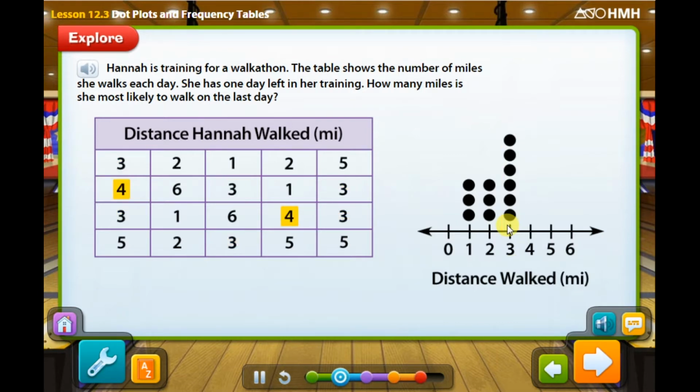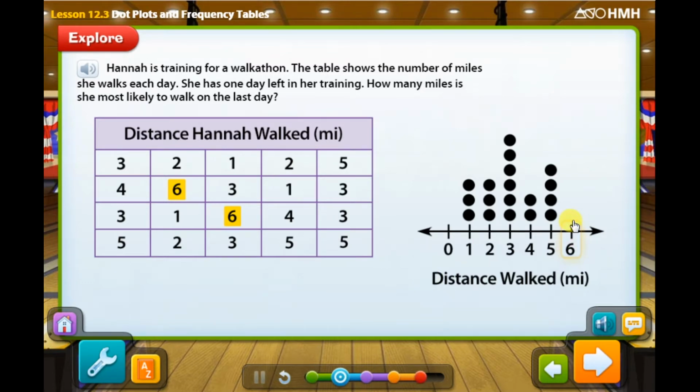Now, let's plot the data for 4 miles. 4 miles repeated 2 times, so we will put 2 dots. Since Hannah walked 4 miles 2 times, there are 2 dots above the mark for 4 miles. Now, let's plot the data for 5 miles. The 5 miles repeated 4 times, that's why we put 4 dots. Since Hannah walked 5 miles 4 times, there are 4 dots above the mark for 5 miles. Now, let's plot the data for 6 miles. She walked 2 times, so we will put 2 dots.